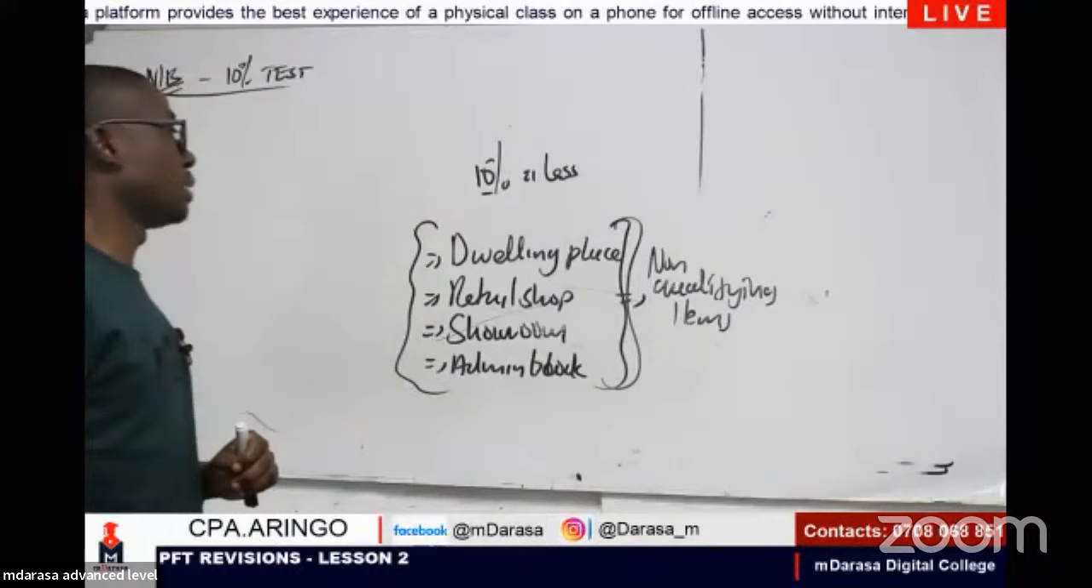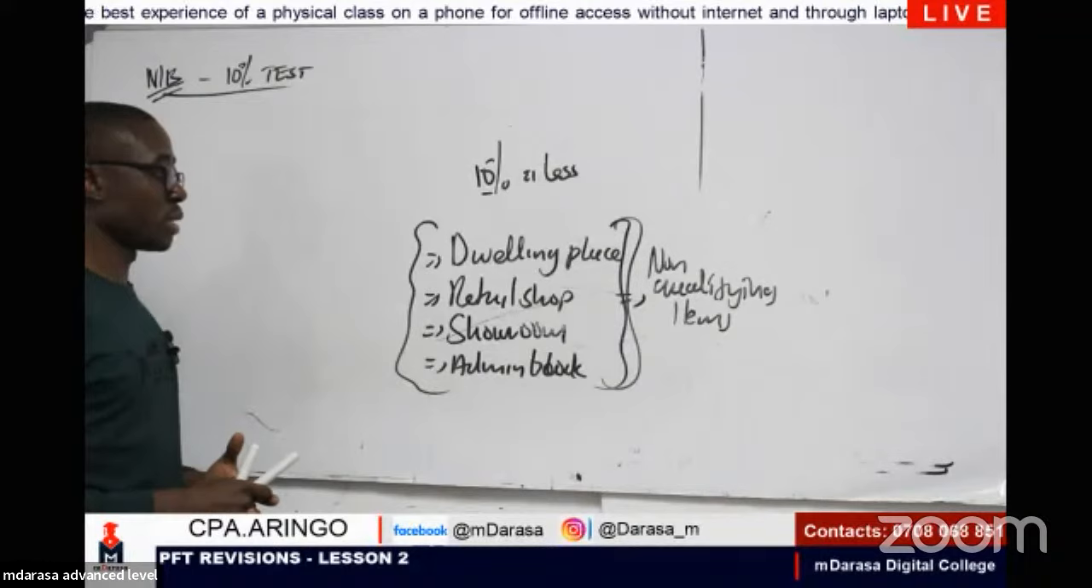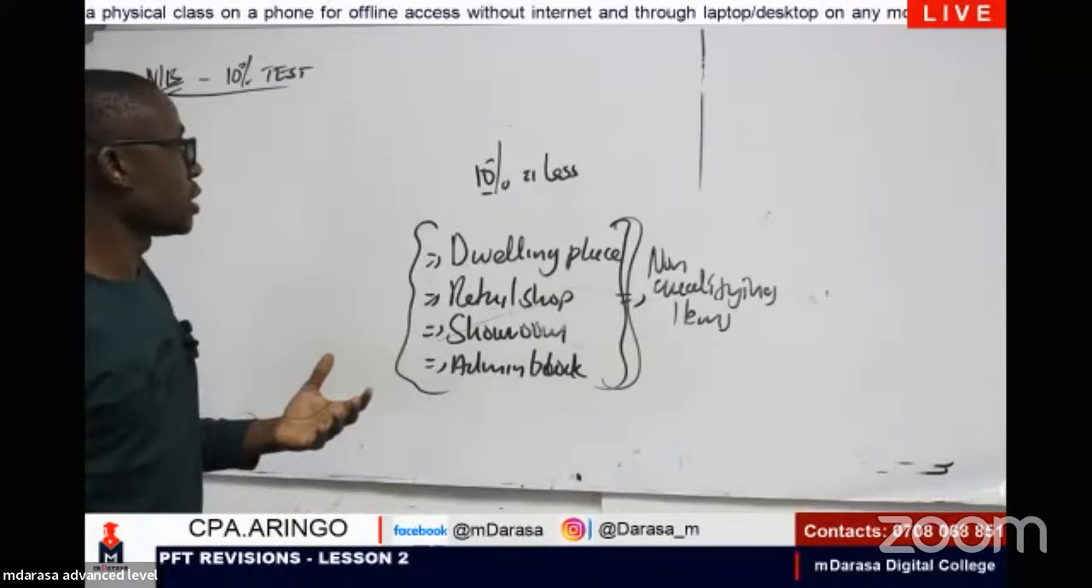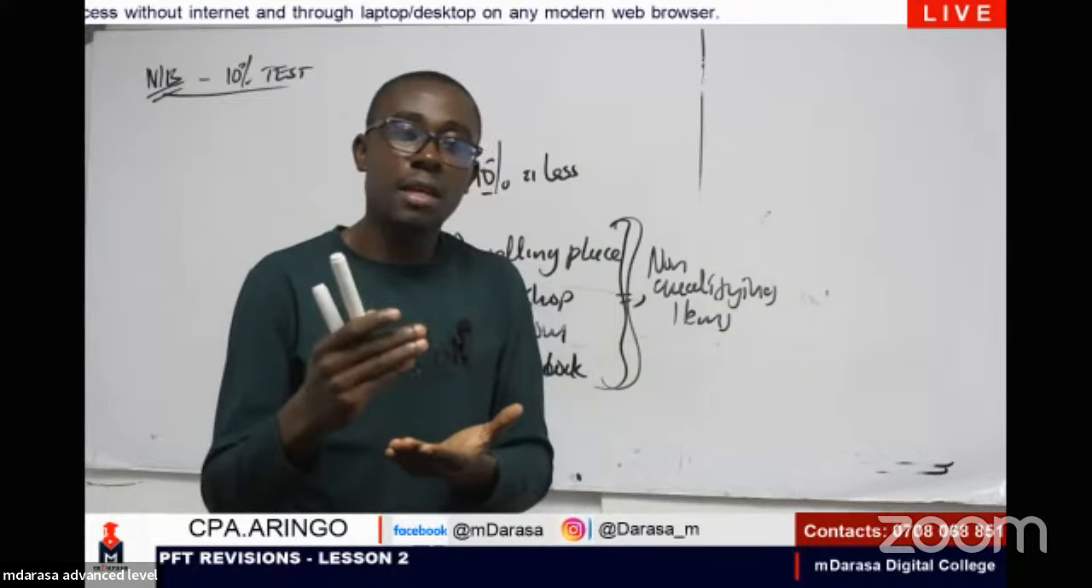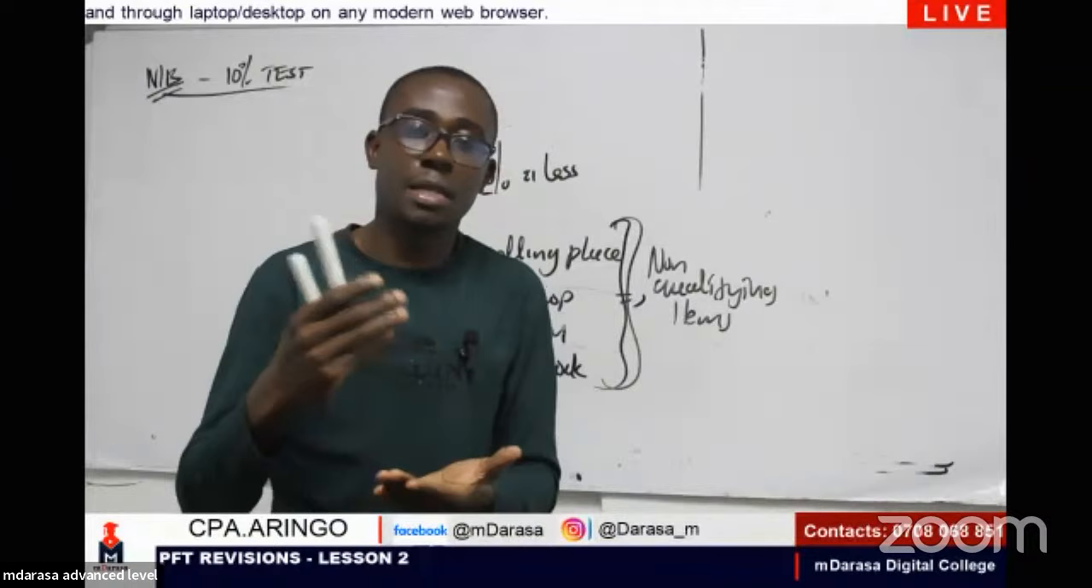But if it is 10% and less, then they will qualify for ID. So in this sense, my good students, whenever we are conducting this 10% test, I have to establish the percentage component of these items in our factory building. If I am doing this test and I realize that the cost of these items is 10% and more, they will not qualify for ID.